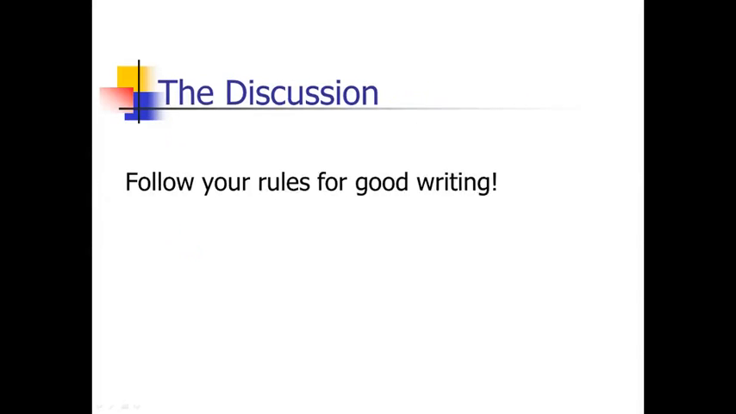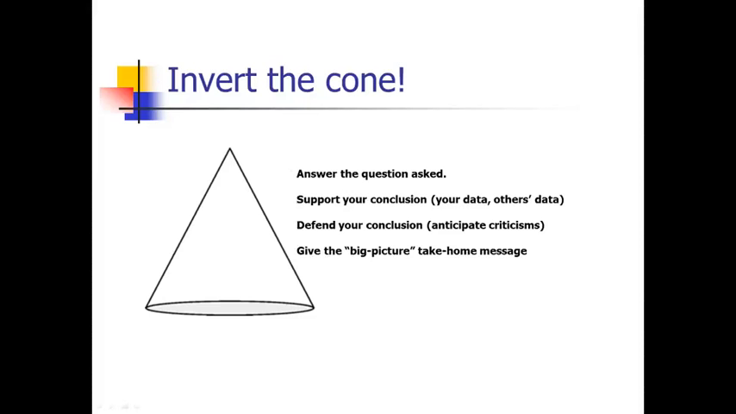So follow all the rules for good writing that we've been talking about in this class. And in the discussion section, remember we had that cone in the introduction section, you're kind of inverting that cone. Where you left off in the introduction section was with this specific question that you were trying to answer, or the specific hypothesis that you were trying to test in your study. So you start the discussion section by saying what happened, by answering that question, by answering that hypothesis. You asked a question in the introduction section, you answer it right at the beginning of the discussion section. We found that is the most common way to start that discussion section.